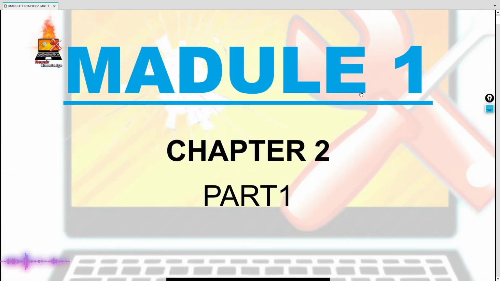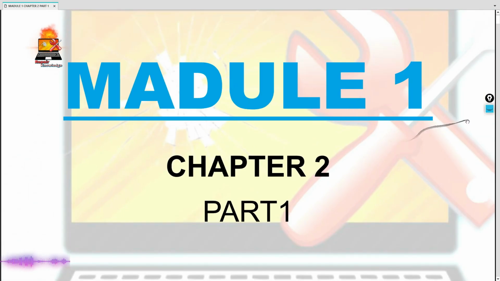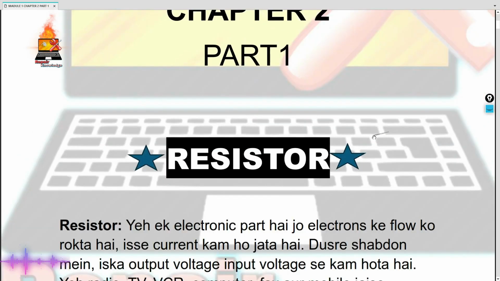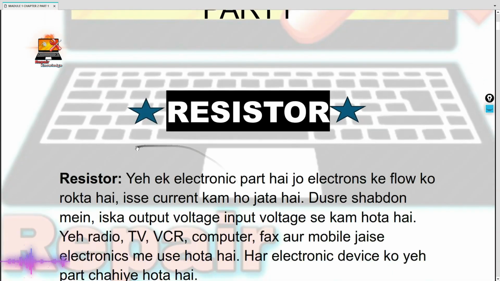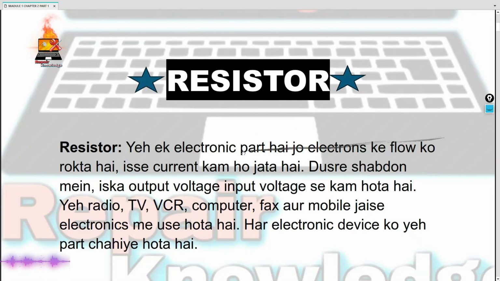They don't have money to complete the course, those who are still working at card level. So friends, today's chapter is the resistor. Part 1 of our module 1 chapter 2 is the resistor. So I am going to talk about a very important topic.